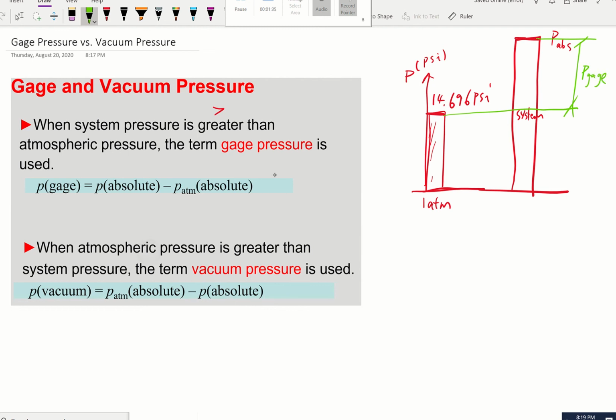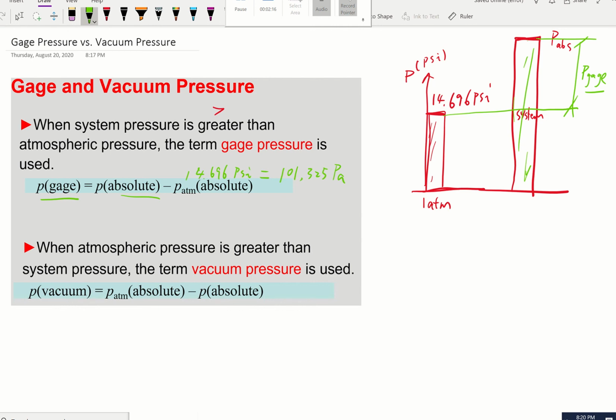Then that's our equation. P gauge, this P gauge right here, is the absolute pressure of this entire system right here minus the 1 atmosphere pressure, which is 14.696 psi, or 101,325 Pascal, right? So that's when gauge pressure is used. If you have a system that has a higher pressure than 14.696, then you can figure out the gauge pressure. It's how much more above the atmosphere pressure.